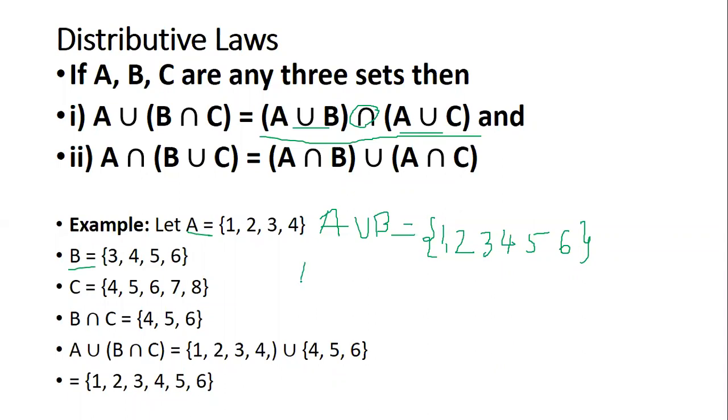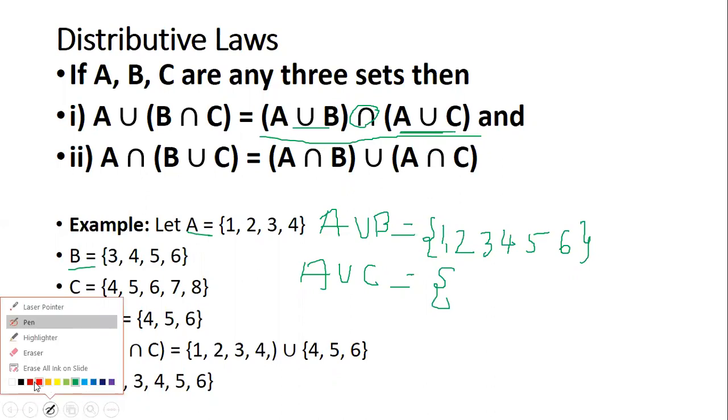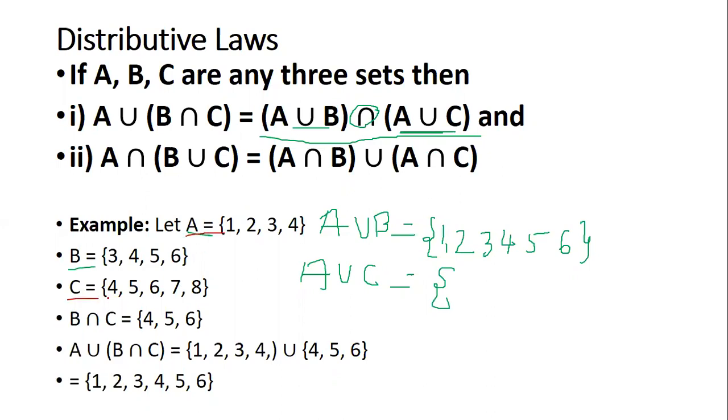Now coming to A union C. Now A union C, if I have to find, I have A. Let me change the color here again. I have A and there is C. Okay, A and C. Now tell me which are the elements. So I'll start with A, which is 1, 2, 3, 4. And from C, 4 is already available. So I'll go with 5, 6, 7, 8. Okay. So I have found out A union B and A union C.